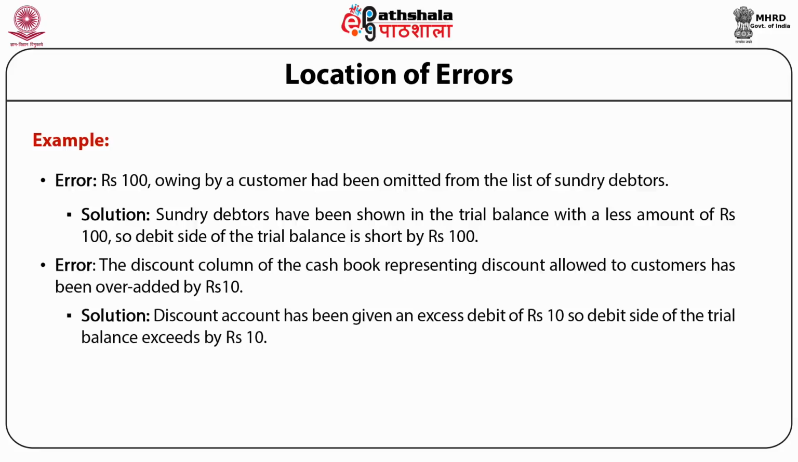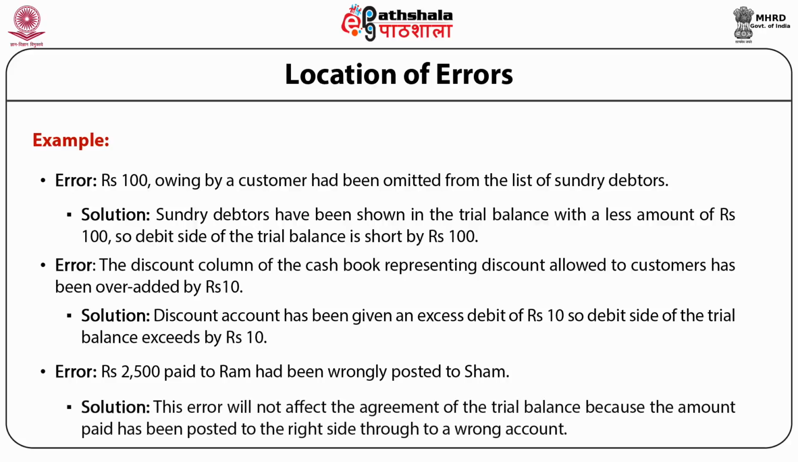Solution: discount account has been given an excess credit of rupees 10, so the debit side of the trial balance exceeds by rupees 10. Error: 2500 paid to Ram had been wrongly posted to Sham. This error will not affect the agreement of the trial balance because the amount paid has been posted to the right side, though to a wrong account.